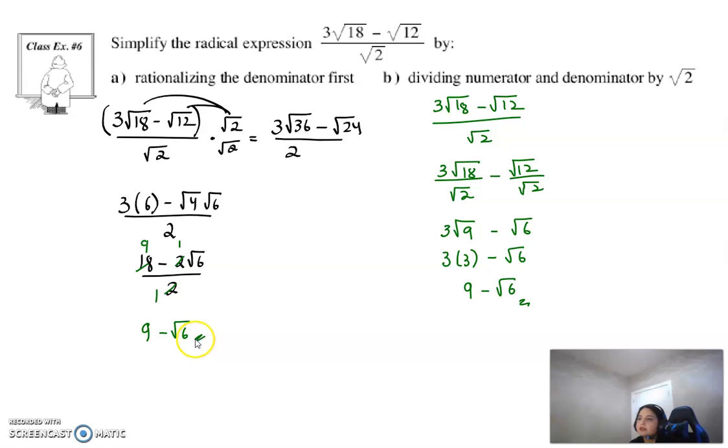So exactly the same answer as we got. Over 1 just means we don't have to put it there, right? So 9 minus root 6, both the same answers, 2 different ways of doing that. The advantage of this one is that we can use this for any question. This method will only work if the numbers divide out nicely.